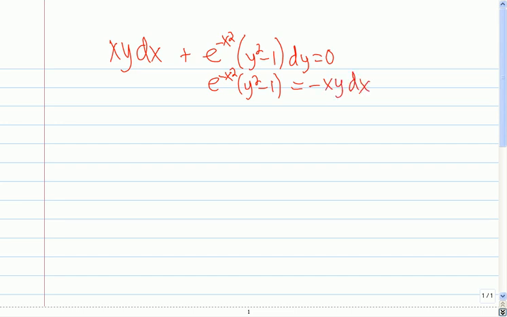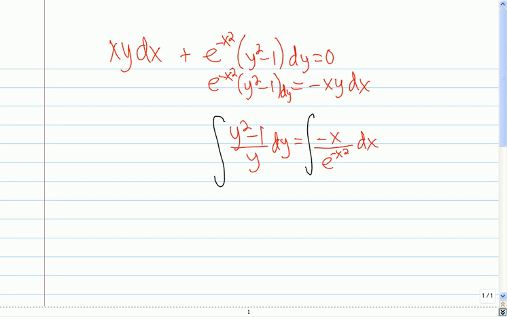And now I'm going to move anything with an x to the right side, anything with a y to the left. So I've got y squared minus 1 over y. Oops, I forgot my dy here. dy equals negative x over e to the negative x squared dx. And at this point, I can't separate any further. And in our course, there won't be any other techniques for solving this kind of problem other than just to separate the variables. So it's time to integrate.